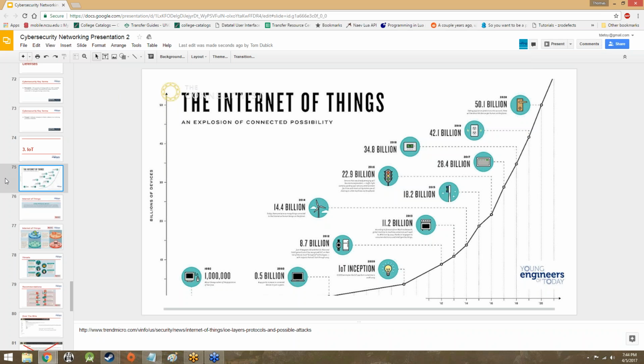In 2012, you've got 8.7 billion items connected to the Internet. 2013, 11.2 billion. 2014, 14.4 billion. 2015, 18.2 billion. So that is to say, almost 3 devices for each person on the planet. 2016, 22.9 billion. 2017, 28.4 billion. 2018 projected to be 34.8 billion.